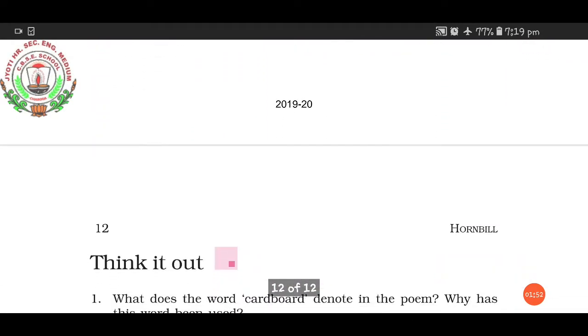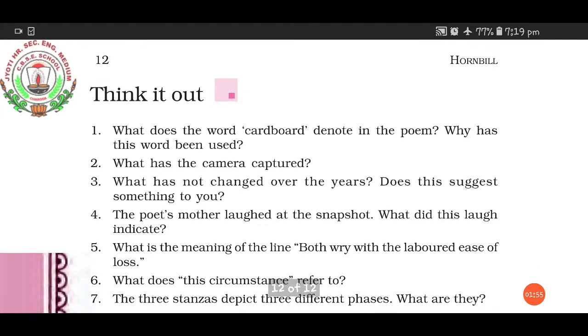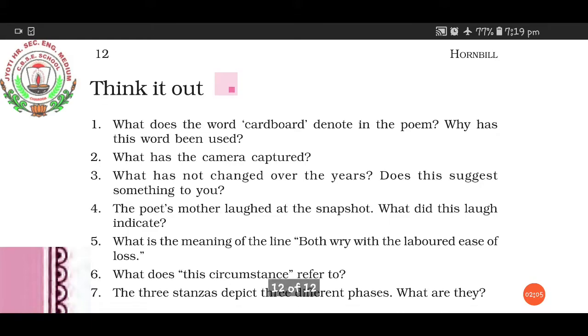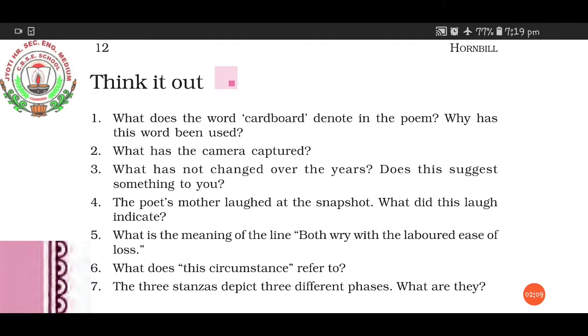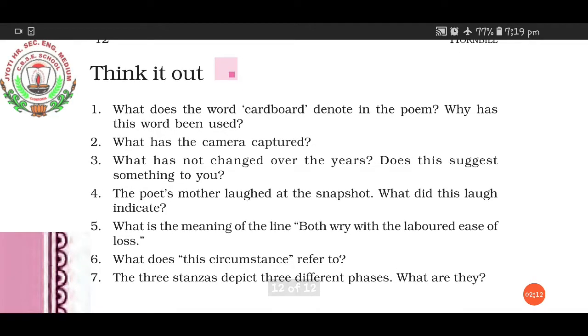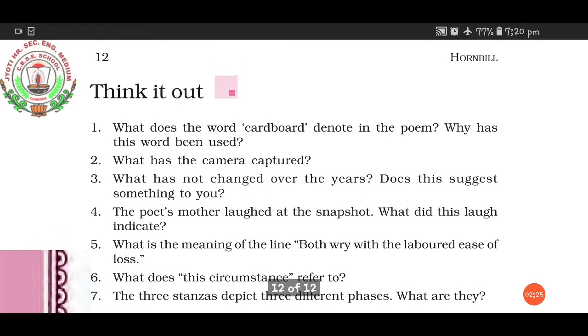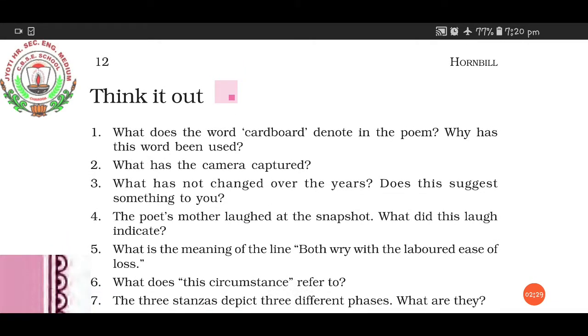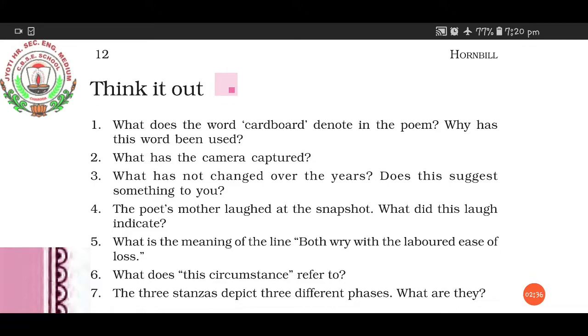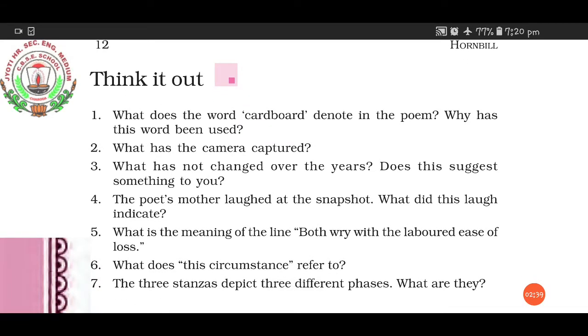Now let's come to the questions of this particular poem. The first question is: what does the word cardboard denote in the poem? Why has this word been used? If you remember, when I was explaining the poem to you, I told you what the cardboard means. Here, the cardboard is the word used to tell about that hard stuff on which the photograph might be pasted and covered with a glass, means a photo frame. And this is done to keep the photograph safe for a longer period of time.